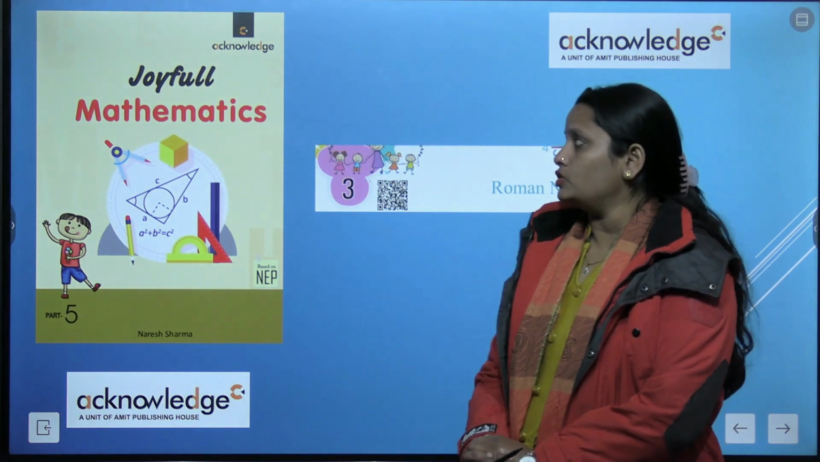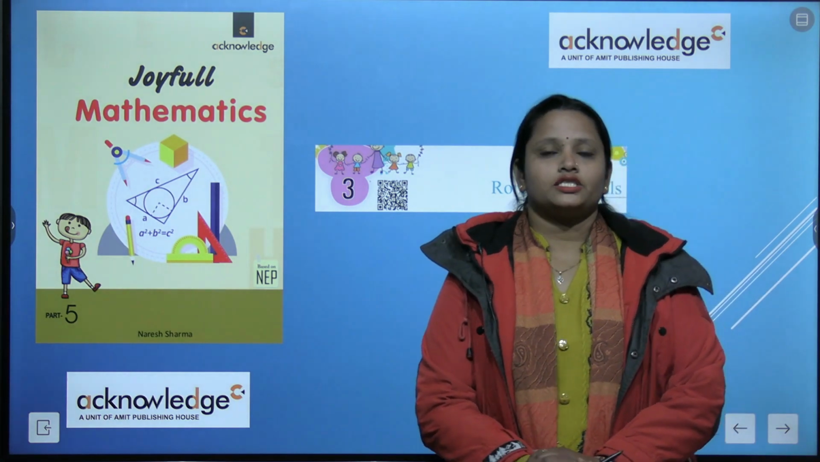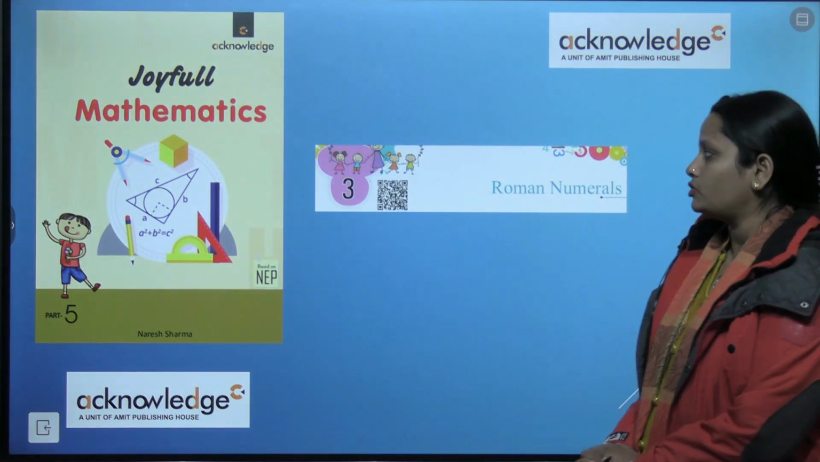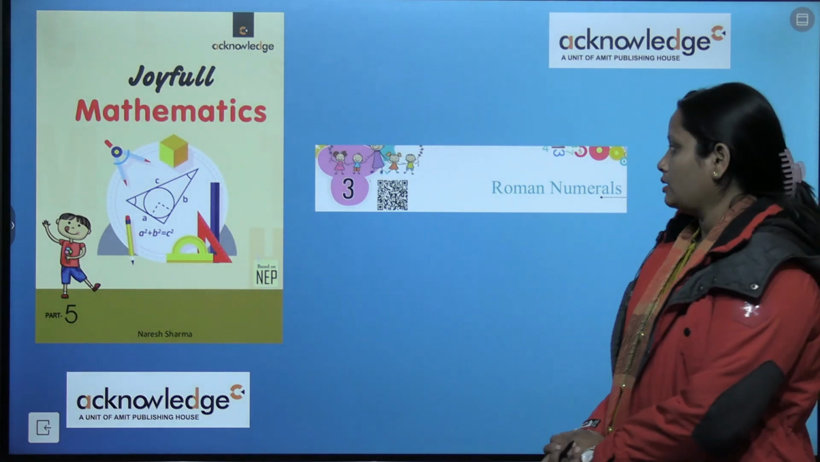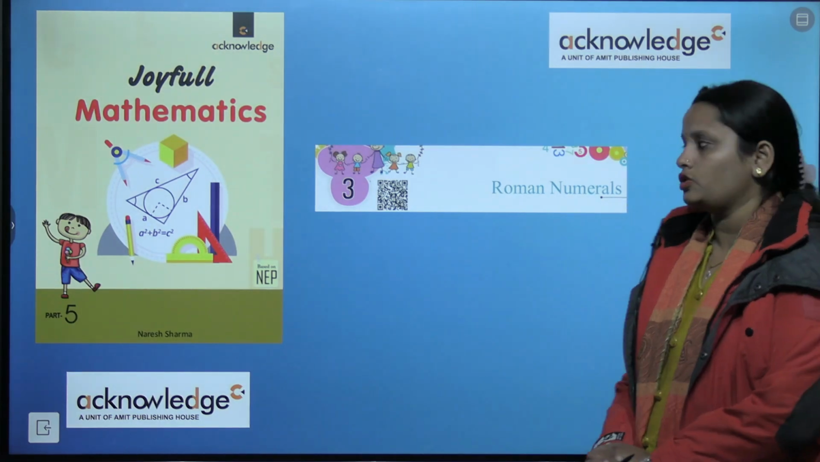This is a book, Joyful Mathematics. So let's start a new chapter today. This is chapter number 3 of the book. And the name of the chapter is Roman Numerals.